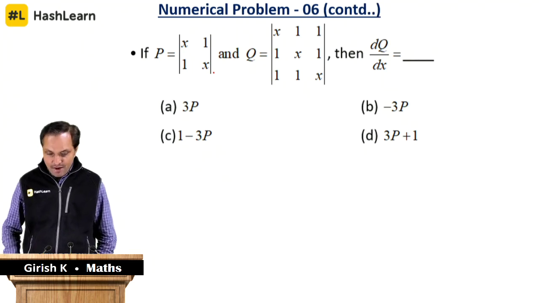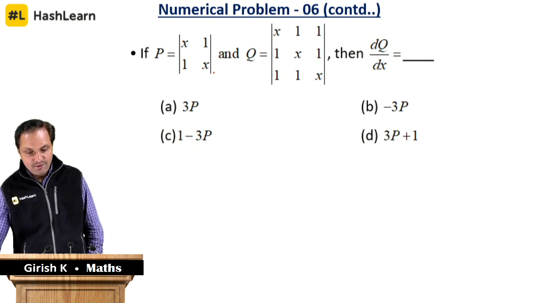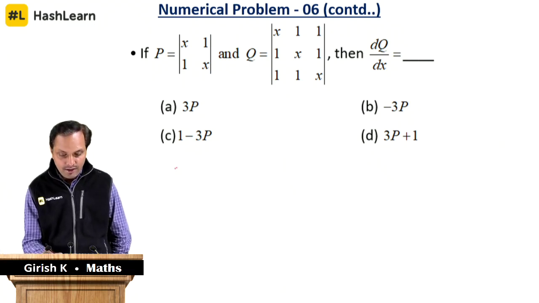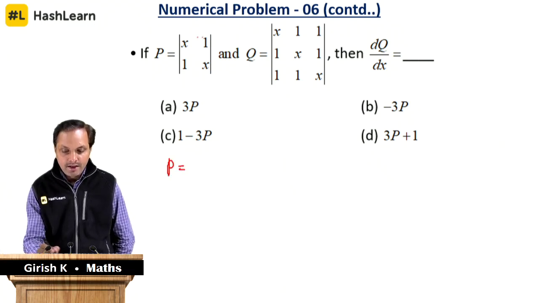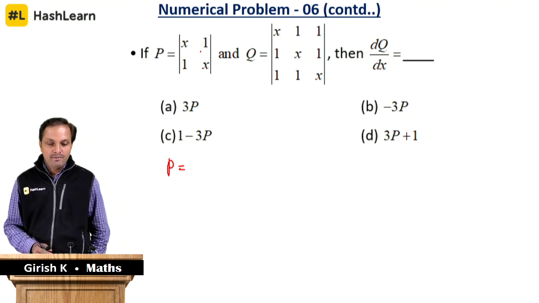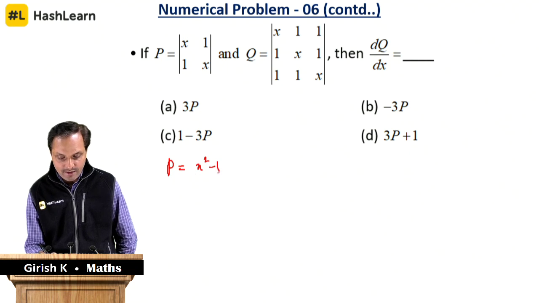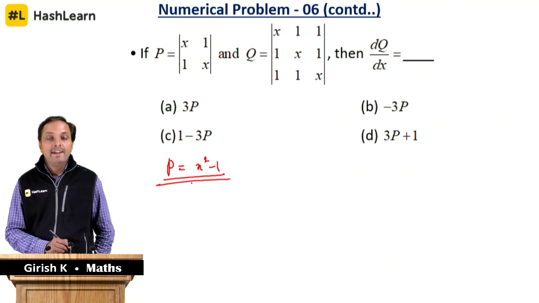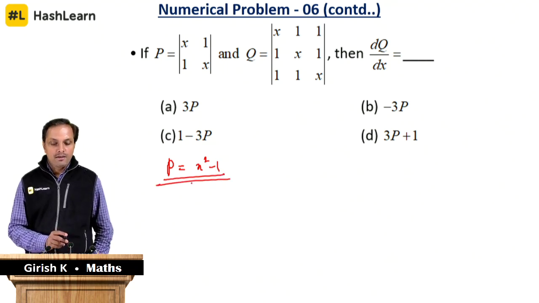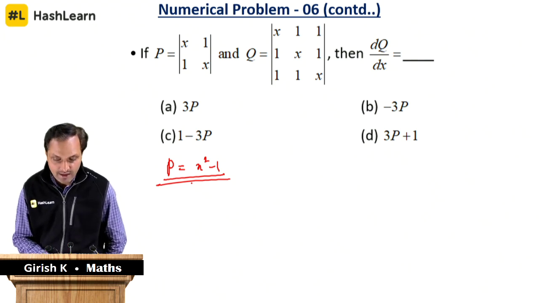Time up. Then let's see how your approach to this problem should be. You know that they have given you P is equal to the determinant. What is the determinant of x, 1, 1, x? You know that cross multiply gives x square minus 1. The value of P is indirectly given as the determinant of that. That will give you P equal to x square minus 1.